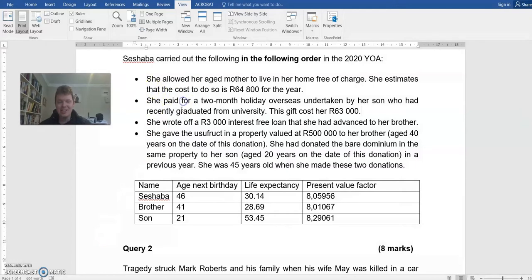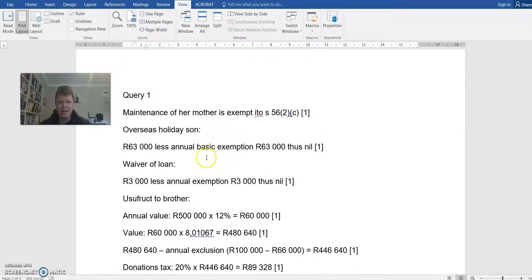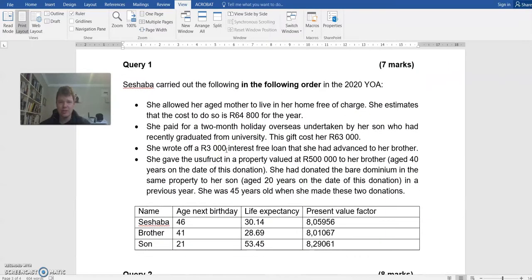So in this case, the son has a 2-month holiday worth 63,000 Rand. I think we can quite clearly see this is a donation and it's certainly not going to be maintenance. So what we've got is a donation of 63,000, but we also know that we have the annual exemption of 100,000. It's applied in order of the donations that you make. So you can apply 63,000 of that exemption to this, and there'll be no donations tax. Just remember now, though, that of your 100,000, you've used up 63,000 of it. Okay.